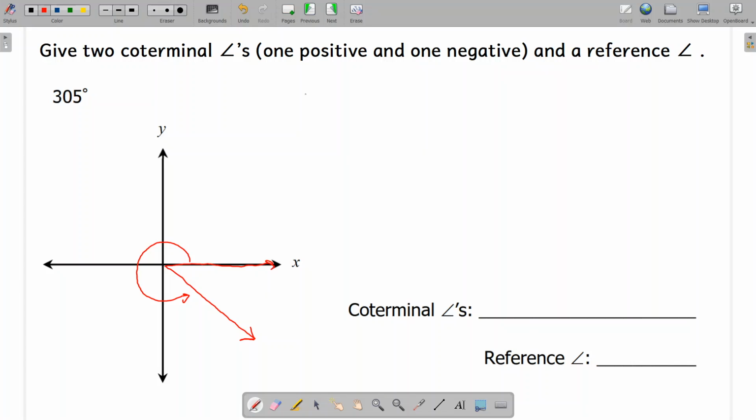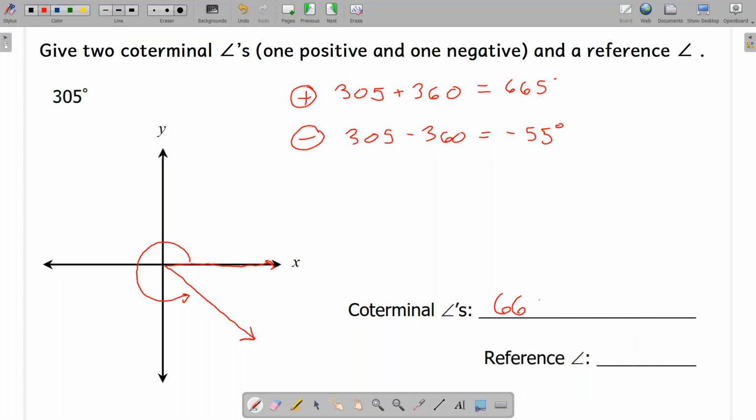So typically to get a positive coterminal angle, you take your original angle and add 360. Okay, so that would give us 665 degrees. And then to get a negative coterminal angle, we take our original angle and subtract 360 degrees, which will give us -55 degrees.